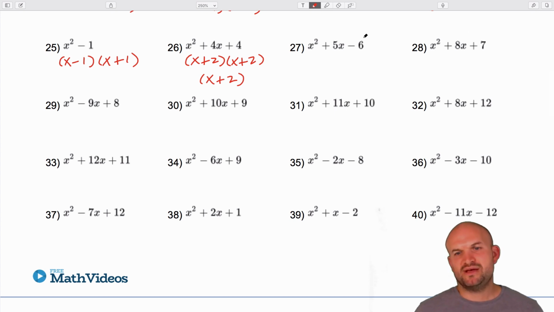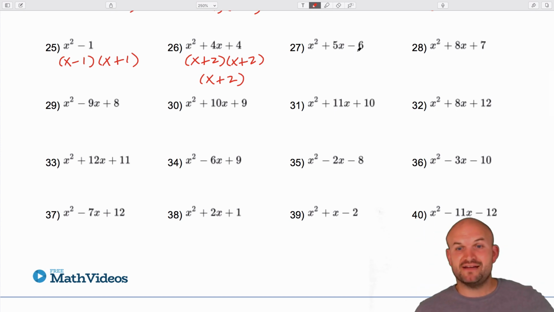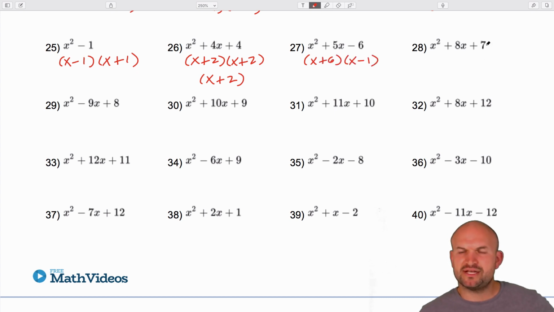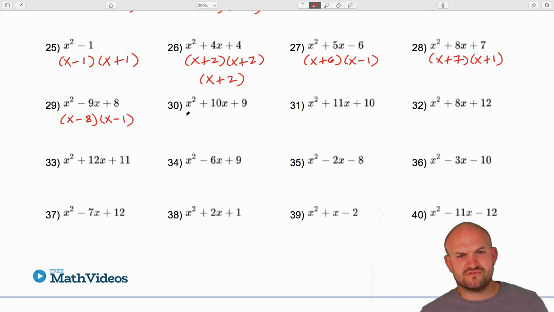All right, in this case, we have a negative, positive. So I'm looking for the difference of two factors. That's going to be 5, so that's going to be 6 and 1. The larger factor has to be positive, which is 6. Here, positive, positive, so I'm just adding the two positive factors. Okay, positive, negative. Then I'm adding the two factors, so that's going to be x minus 8 and x minus 1. Positive, positive. So I'm adding my two positive factors.